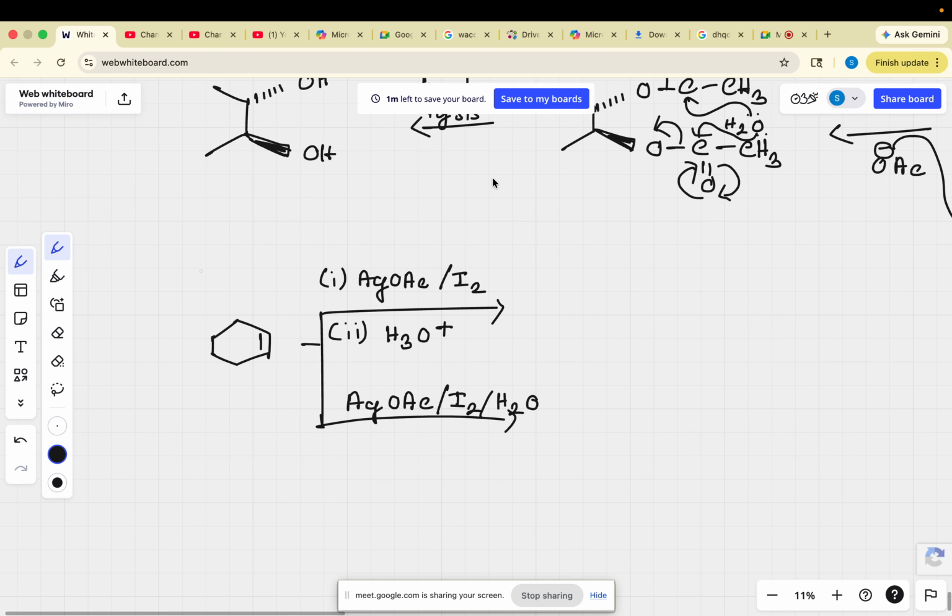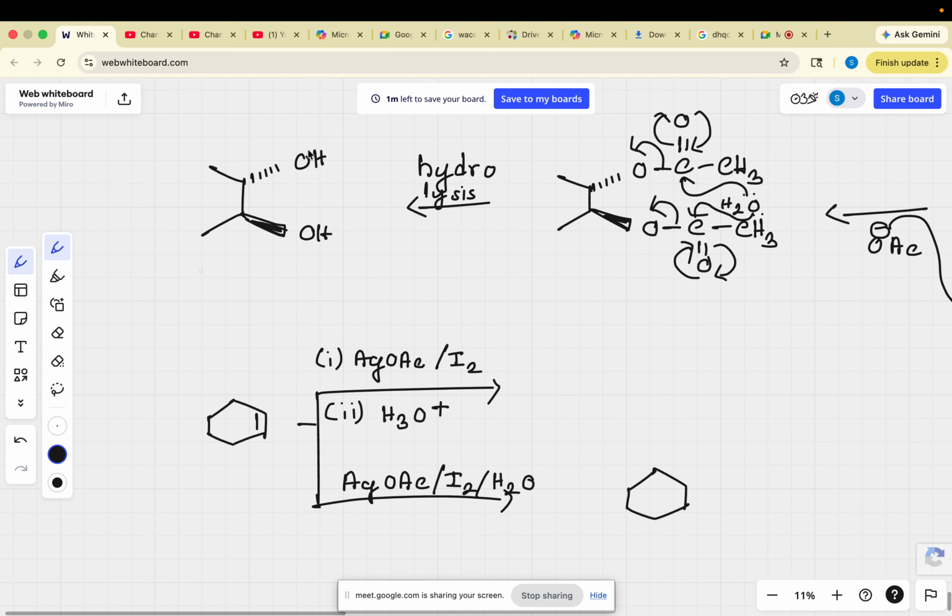Both will have diols as products. Diol, but what about the stereochemistry? What about the OH stereochemistry, above the plane or below the plane? That's what I am asking.